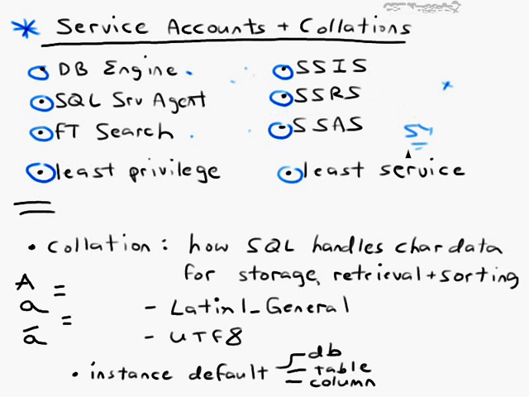If you use the local system account, that's giving the operating system full access to all of these services. Or if you use the domain administrator account, that's giving SQL Server domain admin credentials. And if a hacker or bad guy were to compromise SQL Server, you can just see what would happen. Not good. Now, collation is simply how SQL Server handles character data for storage, retrieval, and sorting.